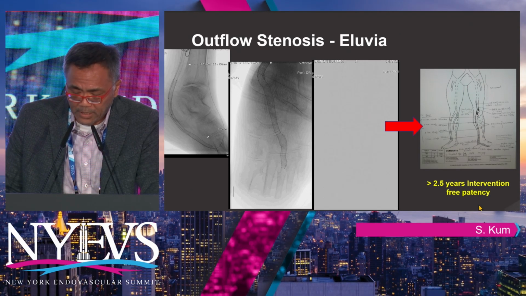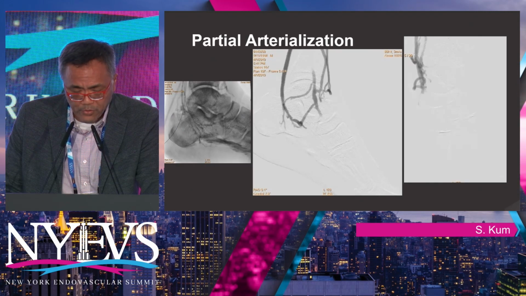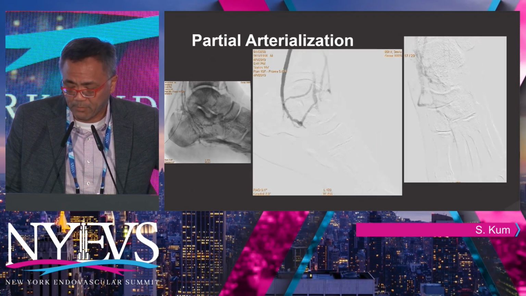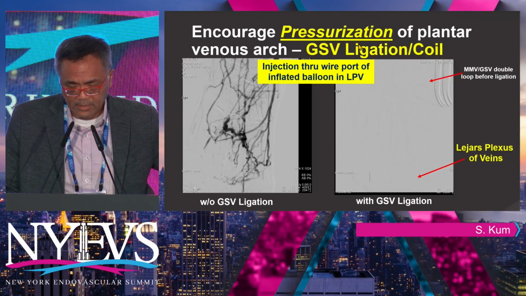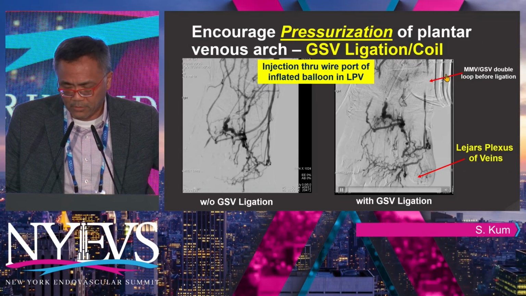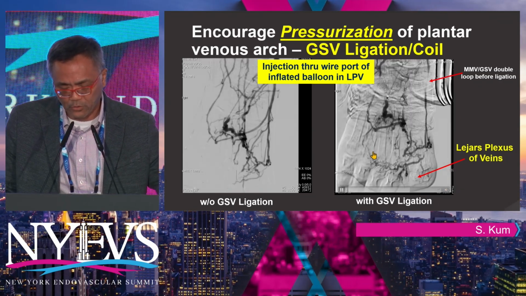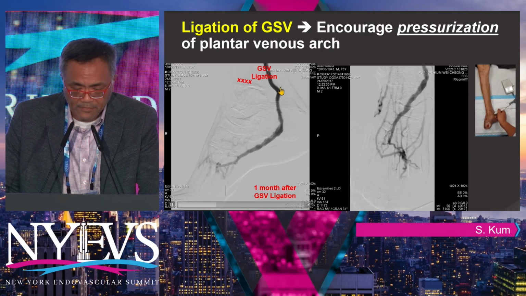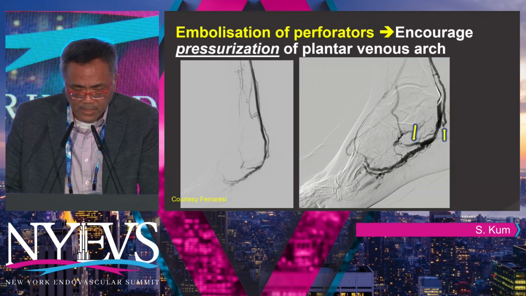This is a case with 2.5 years intervention pre-patency with a drug-eluting stent initially. Post-procedural, for focalization, this is what we call a flyby. This is partial arterialization. The blood goes back to the heart. We want the blood to go distally. This is ligation or tourniquet of the great saphenous vein. You can see that with the great saphenous vein occluded, you can see increased flow forward. And with the great saphenous vein ligation, you can see significant blood flow moving forward towards the foot.